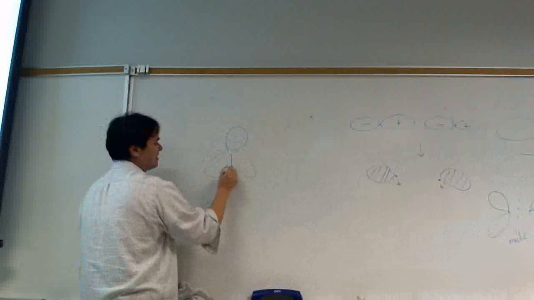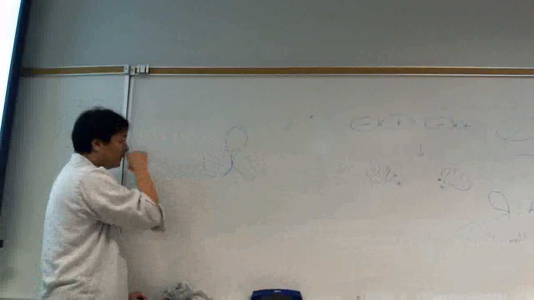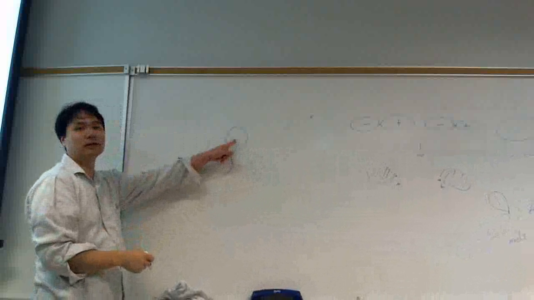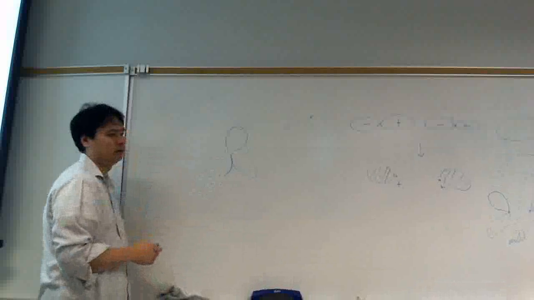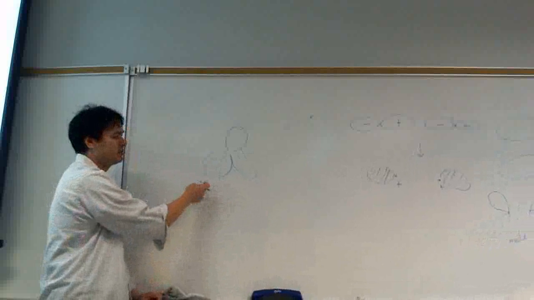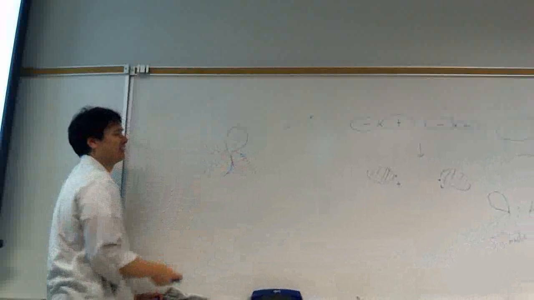Something like this. What's the problem with this? The shading. Right. It looks like a trigonal planar, doesn't it? Yeah, there's no shading. And so I saw a bunch of these this semester with no shading. So you got to shade it like this.